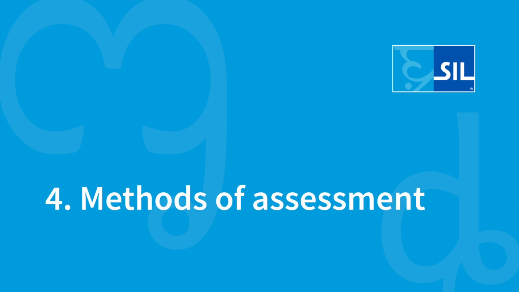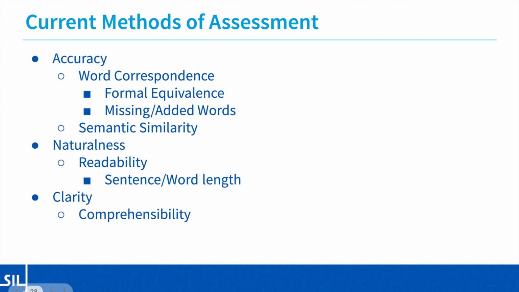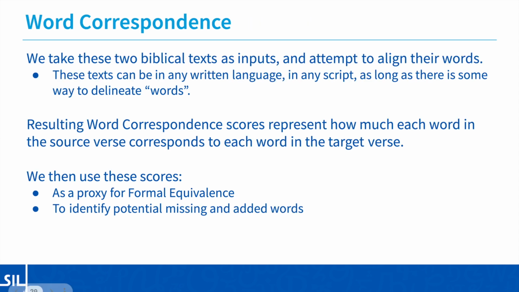In the interest of time, I will only explain our methods on a high level. If you would like to learn more about how we are producing our metrics, please refer to the corresponding section of our paper. We group our metrics according to the big three aspects of translation quality: accuracy, naturalness, and clarity. Under accuracy, we have two metrics that rely on word correspondence: formal equivalence and missing and added words, and another metric, semantic similarity. Under naturalness, we measure sentence and word length as a proxy for readability. And under clarity, we have a comprehensibility question answering metric. We will begin by talking about word correspondence.